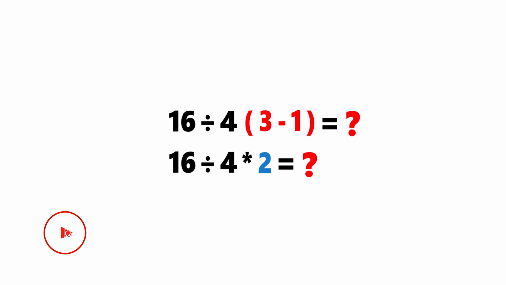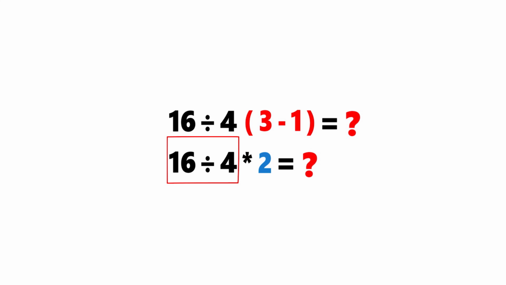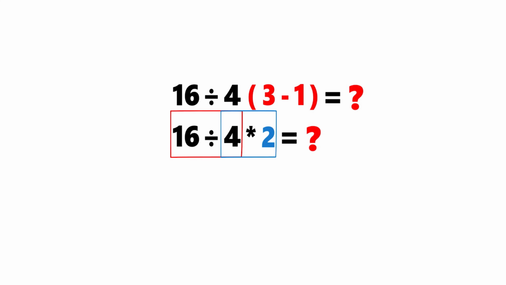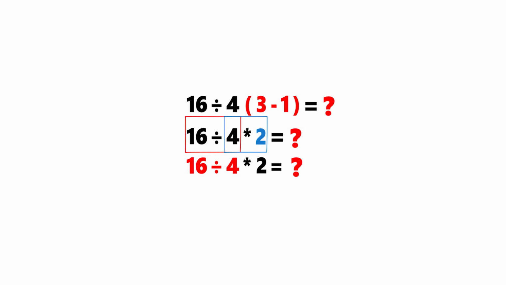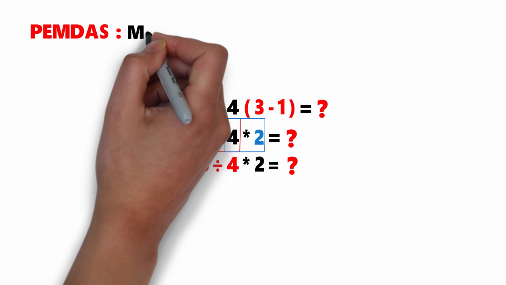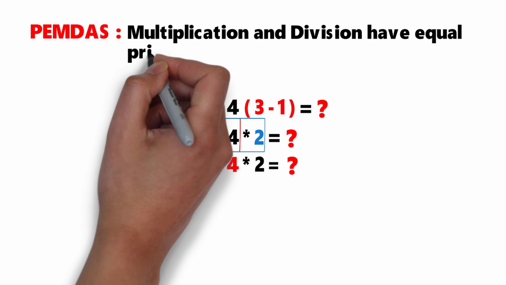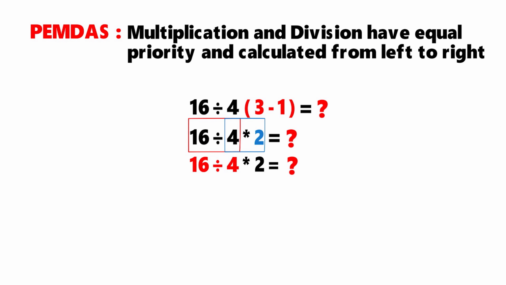The question is, what are we going to do next? We have a choice of dividing 16 by 4 or multiplying 4 by 2, and the correct answer here is that we need to divide 16 by 4 as a second step. What PEMDAS doesn't mention is that multiplication and division have equal priority and are calculated from left to right. And this is exactly the case for our expression.